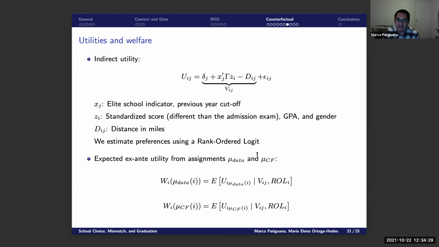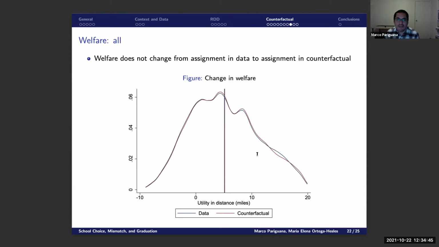So for example, we can calculate the welfare a student gets from being assigned to a particular school in the data, and the welfare now they get from being assigned to this other school in the counterfactual, let's say. And everything is going to be measured in miles. So it's a measure with cardinal value. So as we saw on the table, overall, the welfare does not change from the assignment in the data to assignment in the counterfactual. This is the distribution of welfare in miles between the data and the counterfactual.